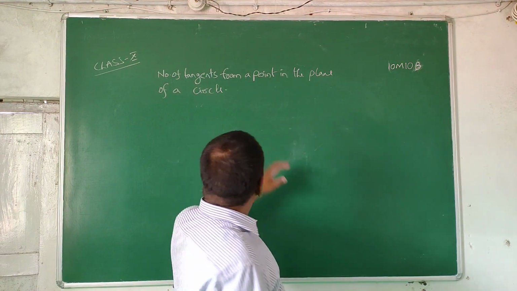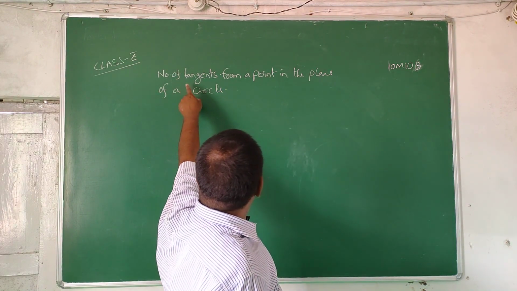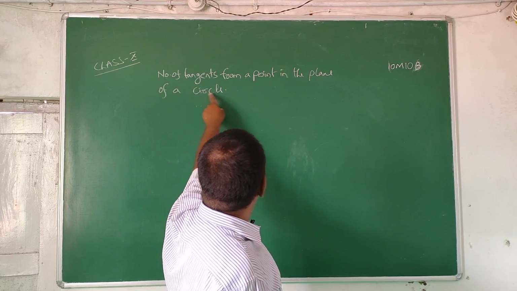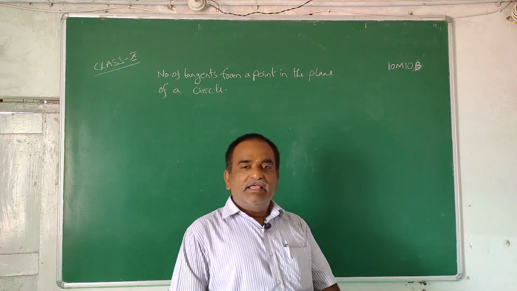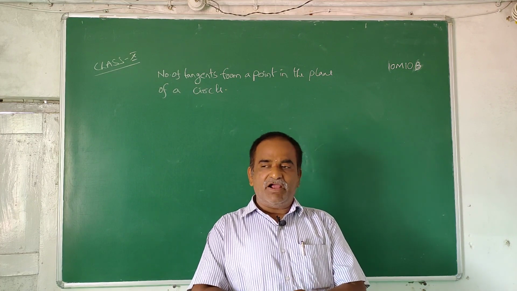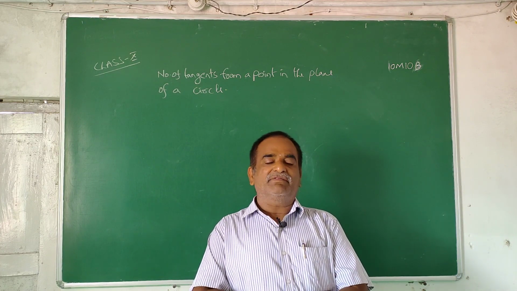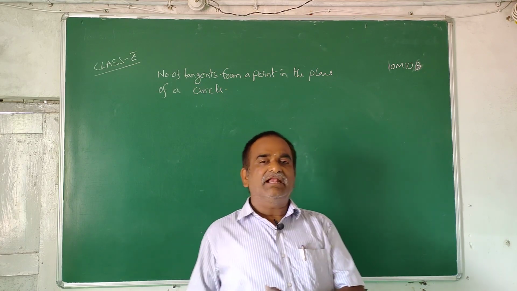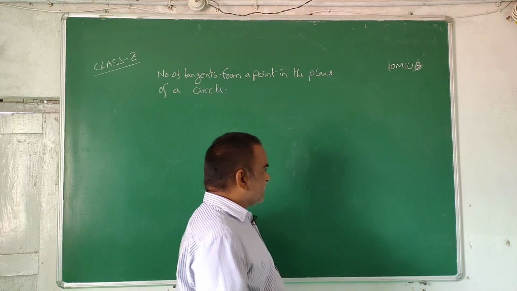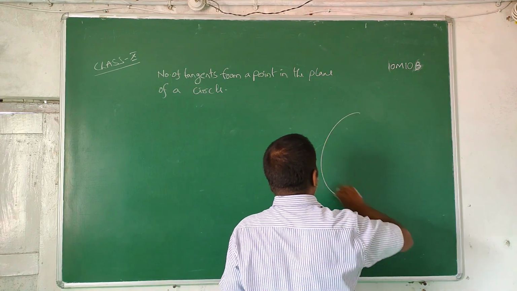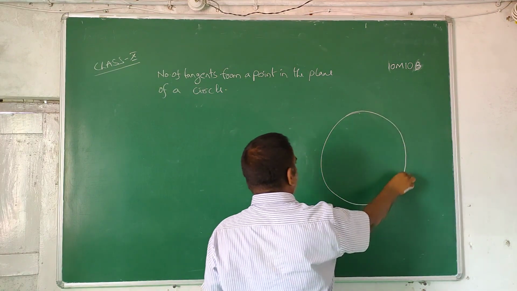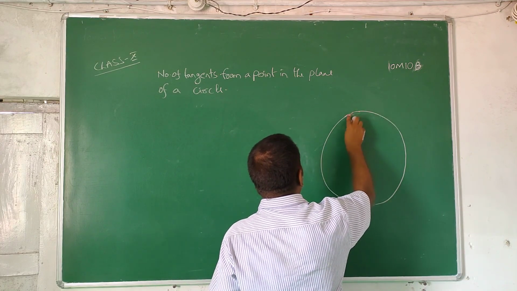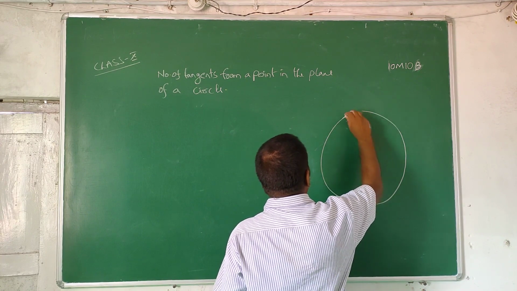Dear 10th class students, our next point of discussion is number of tangents from a point in the plane of a circle. So, in the plane of a circle, there is a point, means it may be interior of the circle, it may be on the circle, or it may be outside the circle, but still it is in the plane of the circle. If there is a point in the plane of the circle, how many tangents can be drawn from it? This is the main important question now here. How many tangents can be drawn?